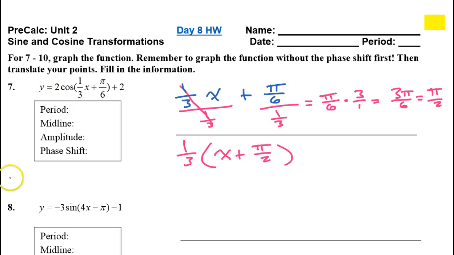So if I rewrite this whole equation, I really have y equals 2 cosine 1/3 parentheses x plus pi over 2 plus 2. So this is the version of the equation that I'm going to use for the rest of the problem.